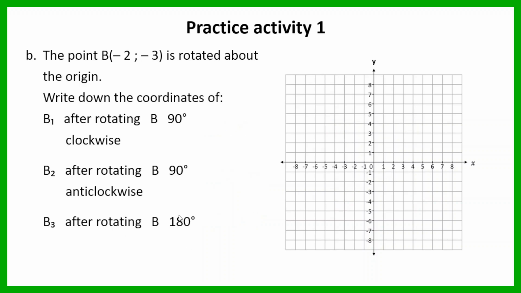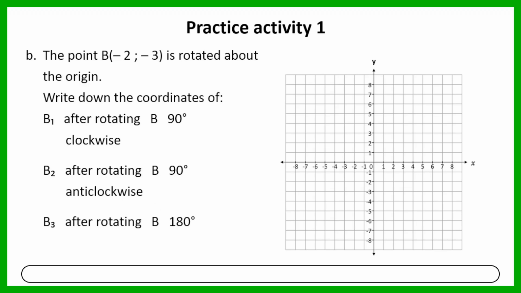You're going to do the same thing. This time you've got the point B, -2, -3, and you're going to do the same thing with that point, rotating it 90 degrees clockwise, 90 degrees anti-clockwise, and 180 degrees. And I'm going to give you 2 minutes again to work on this activity.